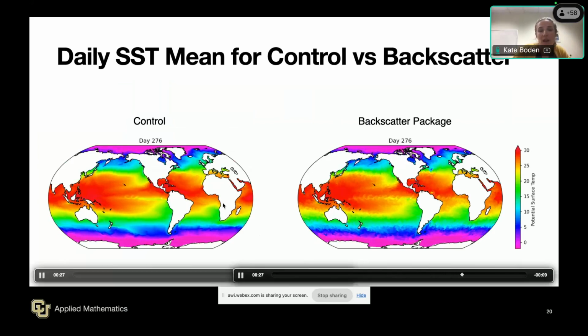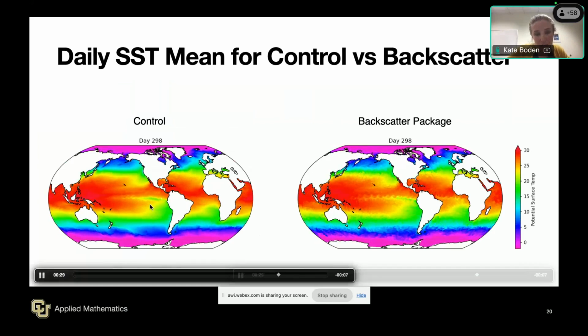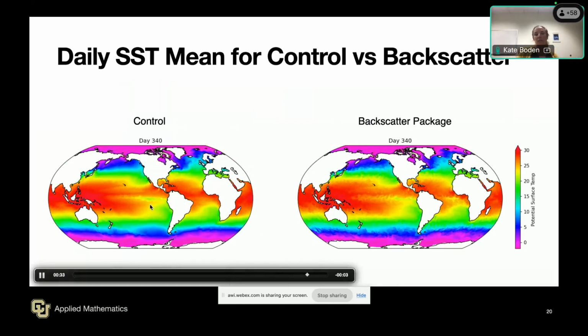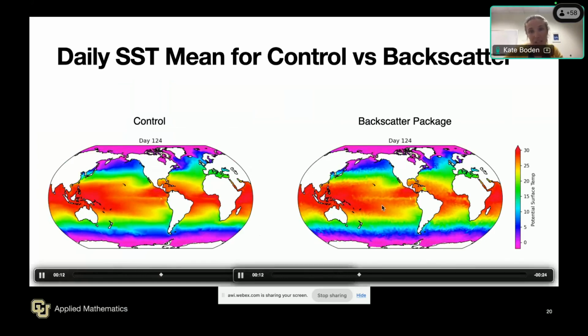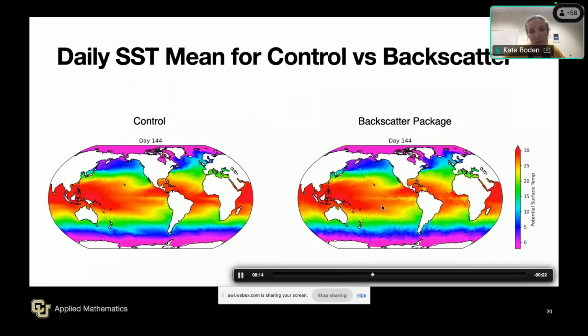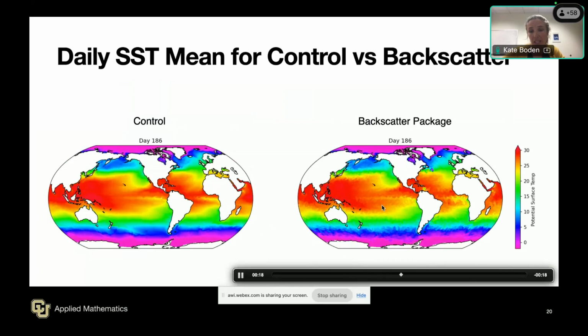And so you have this smooth, nice looking field on the left, but that's not necessarily realistic to what the actual ocean is doing. So the RMSE looks really good because the difference between my control observations and my control ensemble mean is small, but it's not necessarily realistic. So we do think that there are improvements to be had with using improved backscatter parameterizations that are both stochastic and deterministic.